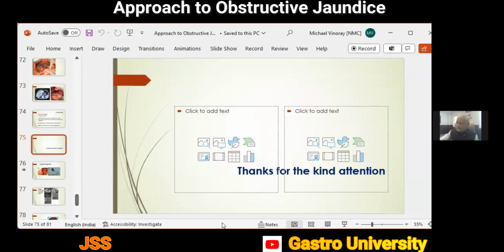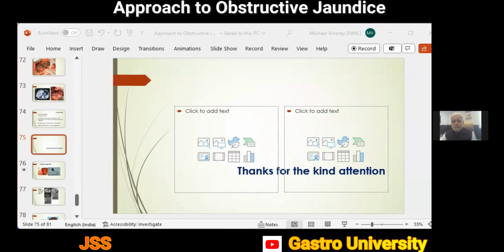Thank you, Vikas, for the very exhaustive coverage of the topic. So for the sake of postgraduates, again, I would like to reiterate some of the important points which Dr. Vikas has made. Obviously, the diagnosis of jaundice per se is not difficult because the patient himself or herself comes to us saying that I have jaundice.